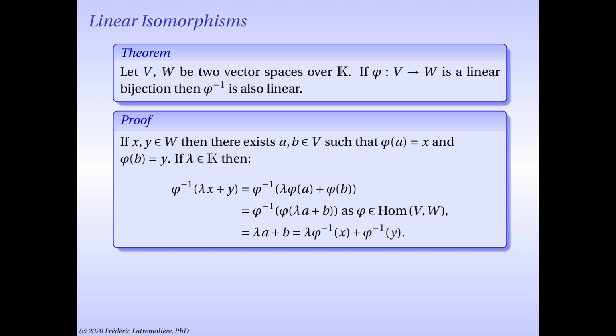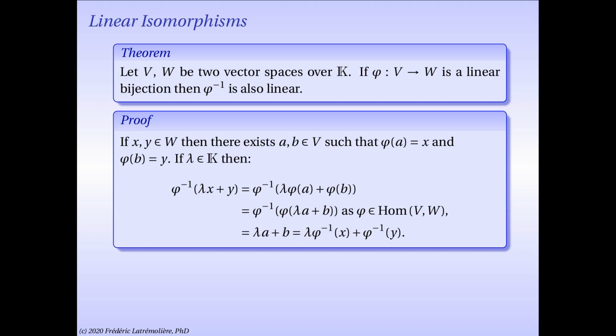And if I take any scalar lambda, then I can calculate phi inverse applied to lambda x plus y. It's phi inverse of lambda phi of A plus phi of B, and that comes from the definition of A and B. I just replace x and y by their expressions in terms of phi. But now phi is linear. So lambda phi of A plus phi of B is phi of lambda A plus B. And this is good because now we're calculating phi inverse of phi of something. Phi is a bijection, so these cancel.